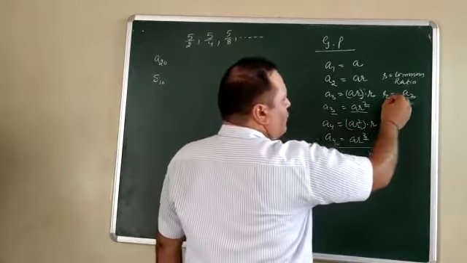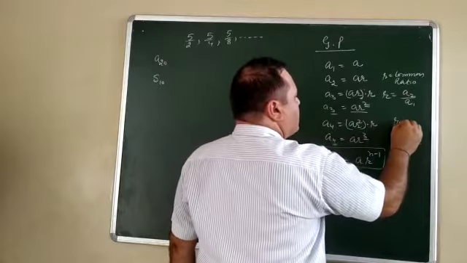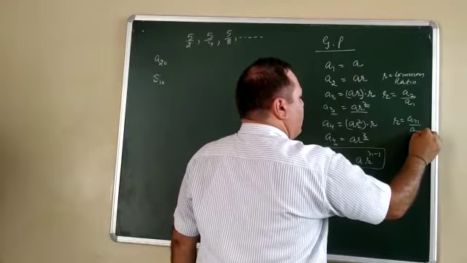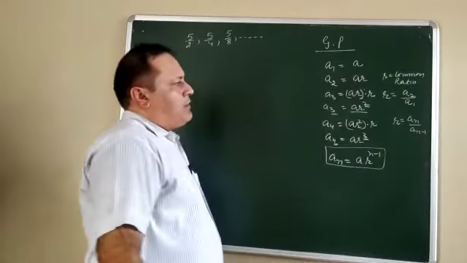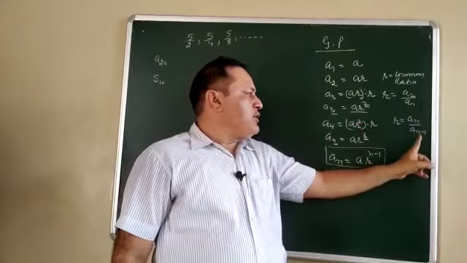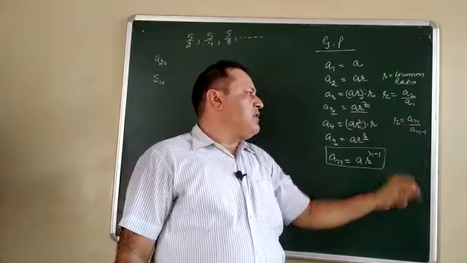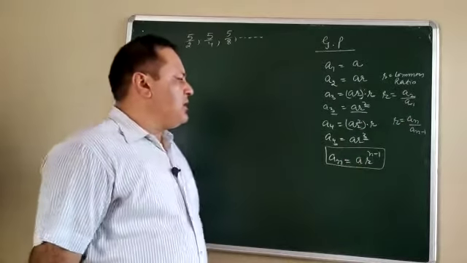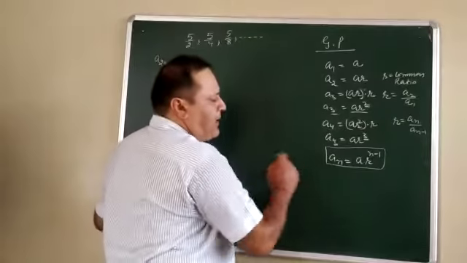Now see this common ratio r, it has a general formula: r equals a of n upon a of n minus 1. See this one, it is 2, it is 1. So whatever the number here, it should be reduced by 1. Therefore the general formula for r is an upon a of n minus 1.